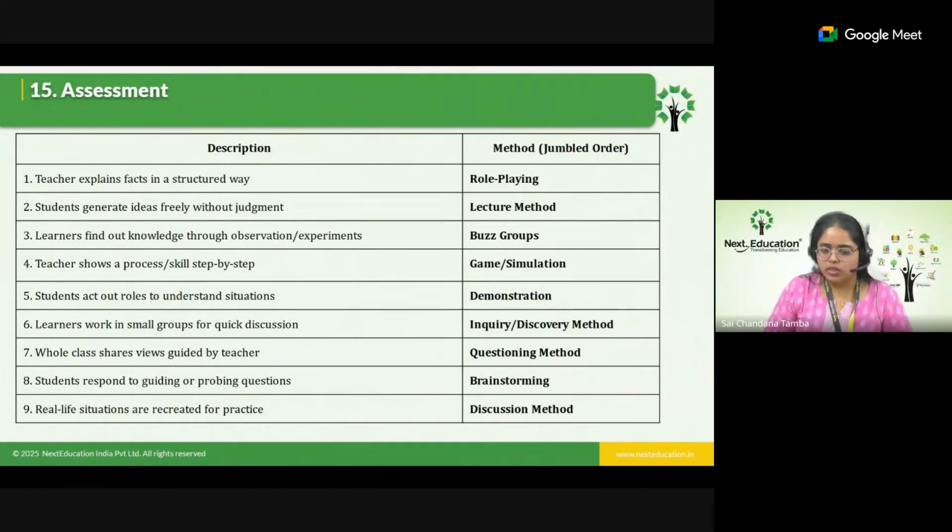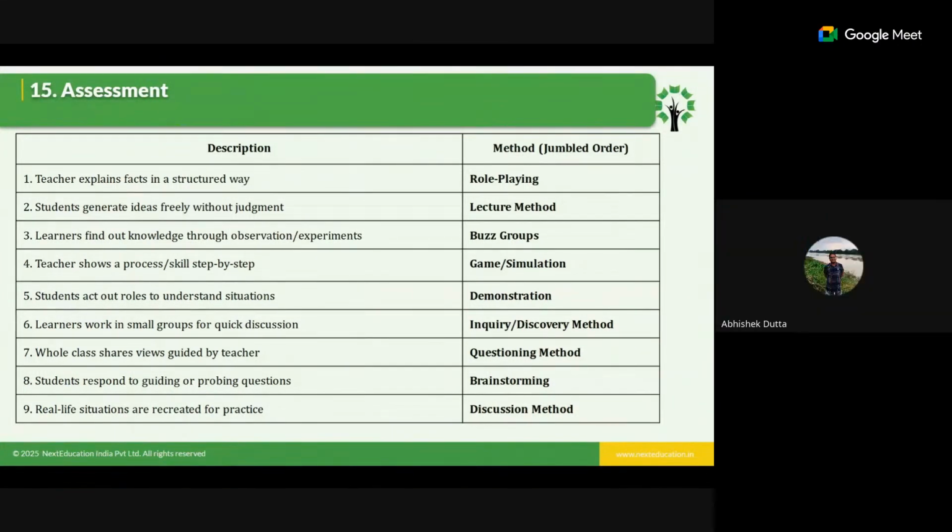And when it comes to the different teaching methods which we have seen, based on that, I have designed a match the following. I think this is pretty easy. Let's see how many of you can answer. Teacher explains facts in a structured way. So these are the different options which you have on the right side. Lecture method. Correct.